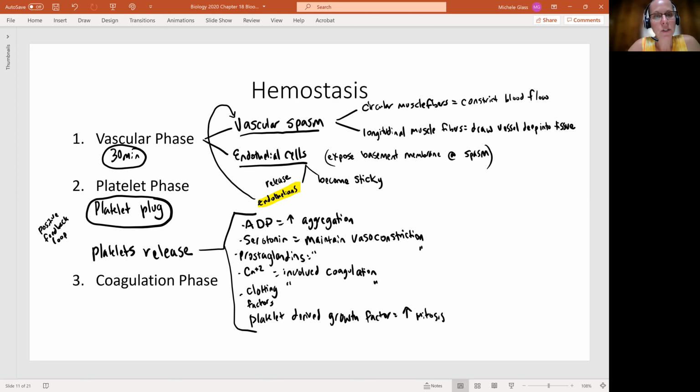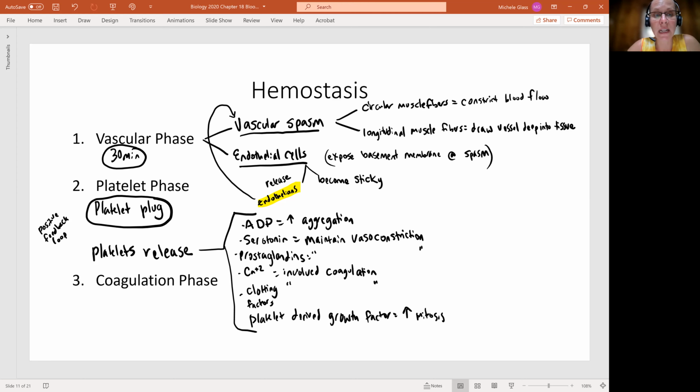So when we have damage to a blood vessel, the very immediate first thing that happens is the vascular spasm. And that's going to be important in restricting the blood flow, the actual blood that's lost. It's drawing that vessel deeper into the tissue. And then with the exposure of that basement membrane, we see those endothelial cells, which are those cells that line the vessel, releasing endothelins to kind of maintain that vascular spasm there immediately. And we see these cells become sticky.